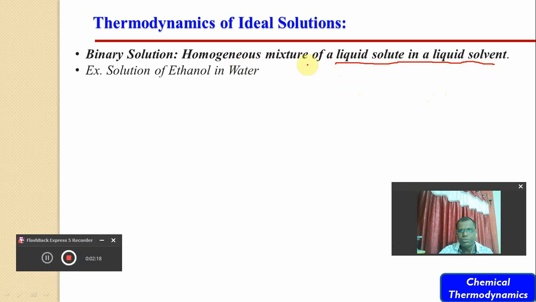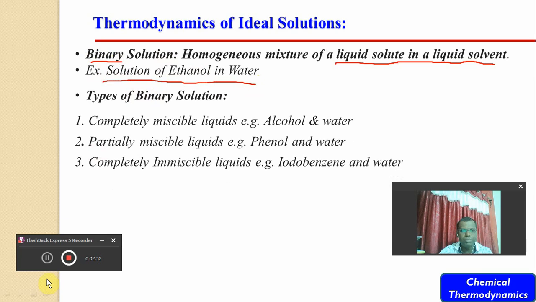Here is a homogeneous mixture of a liquid solute in a liquid solvent, meaning both the solute and the solvent are liquid, and hence this solution is called homogeneous, and it contains only two components. One is the solute, another one is the solvent. That's why it is called the binary solution. Here one example is a solution of ethanol in water. Ethanol is a liquid and water is also a liquid, and definitely both are miscible, so it is called a homogeneous binary solution.